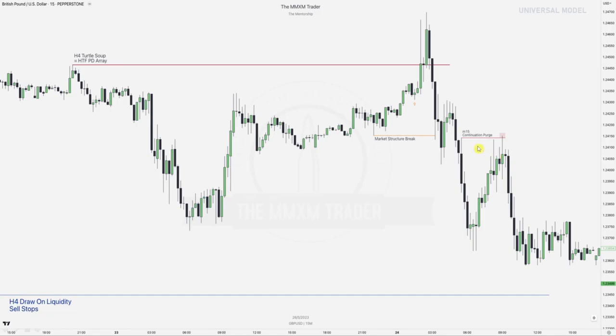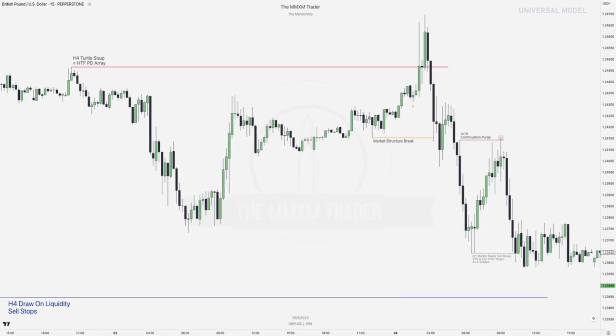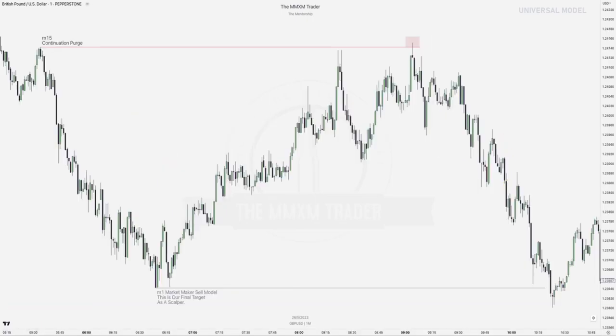So we have that 15-minute continuation purge. And now it's time to go in that short-term perspective, right? We're going to use a 1-minute time frame to look for our entry setup. Market maker sell model will be in this area over here, right? From this range low to this range high, because we purged that 15-minute time frame over here. And we're going to dive into the 1-minute time frame and see how that looks.